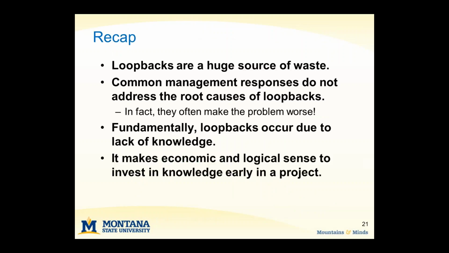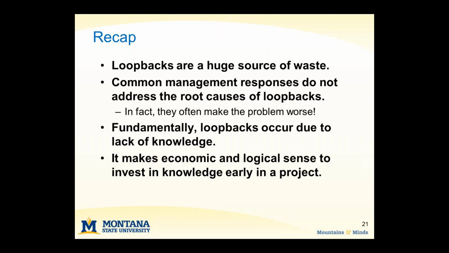loopbacks are a pretty big source of waste in product development organizations, and oftentimes the common management responses do not address the root causes of the loopbacks. And as we saw in a couple of those negatively reinforcing cycles, they can actually make the situation worse because they're not addressing the root causes and they actually produce other problems besides the loopbacks.